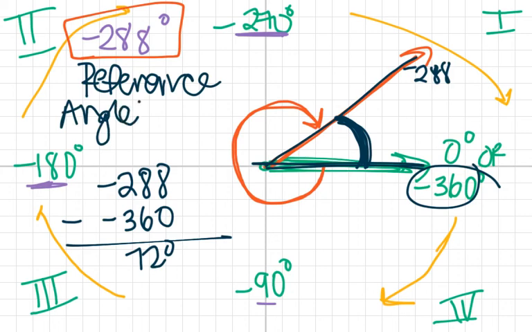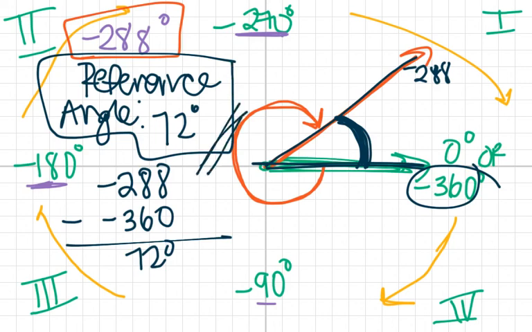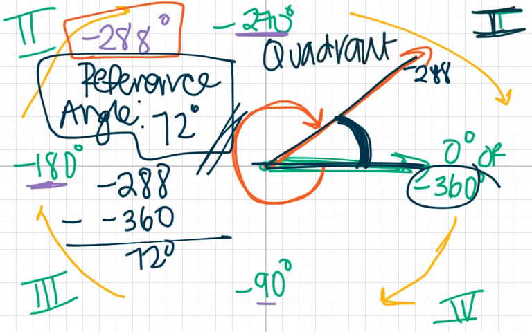So our reference angle is 72 degrees. This is our reference angle here. It's 72 degrees. And what quadrant does it fall in? Quadrant 1, because the quadrants don't move. This is still quadrant 1 over here. It's always there.